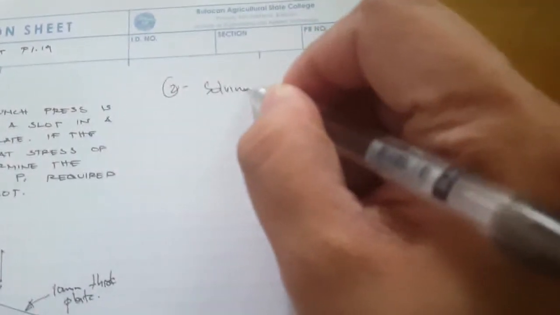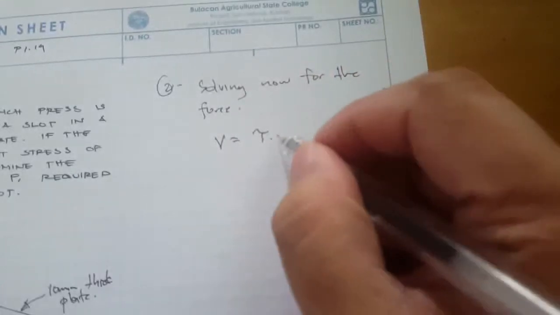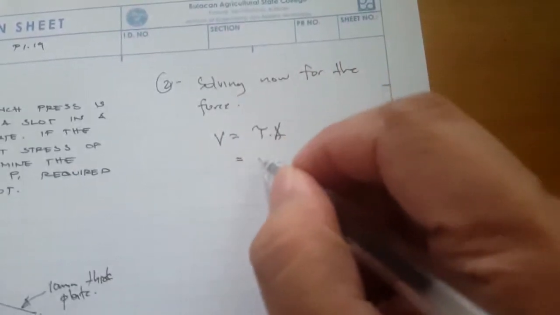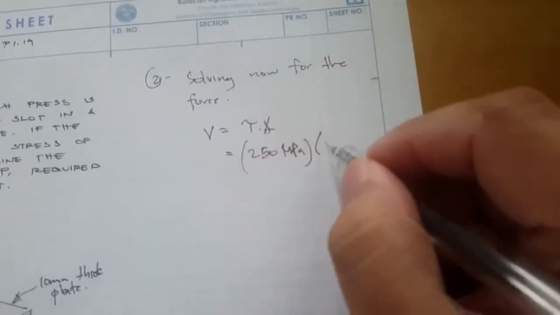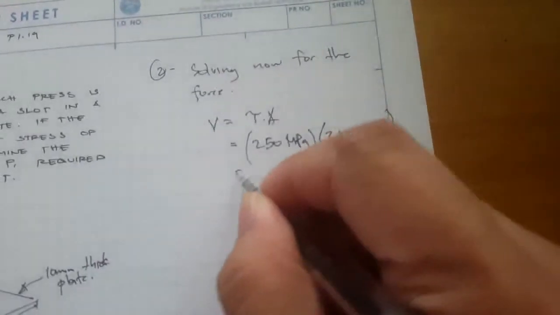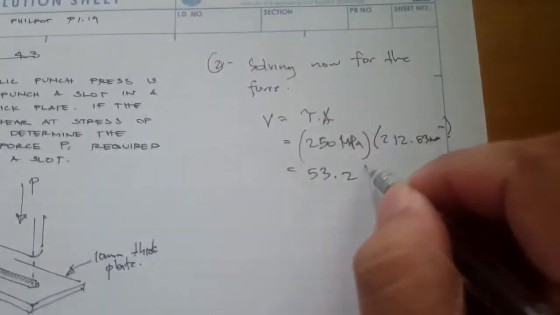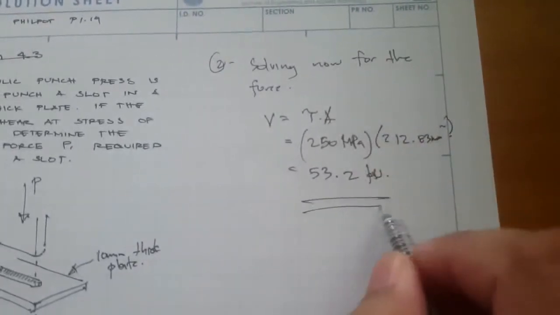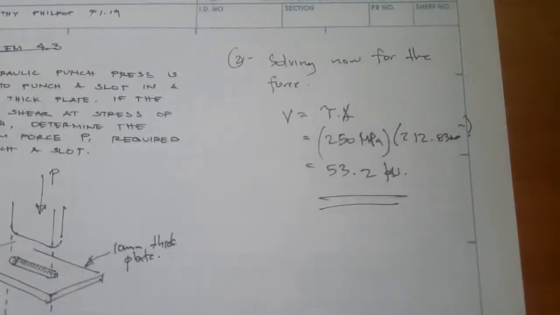Solving now for the force. So V is equal to the shear stress times the area. So this is 250 megapascals times 212.83 mm squared. And what we get right here is 53.2 kilonewtons. Okay, so usually the problems are straightforward.